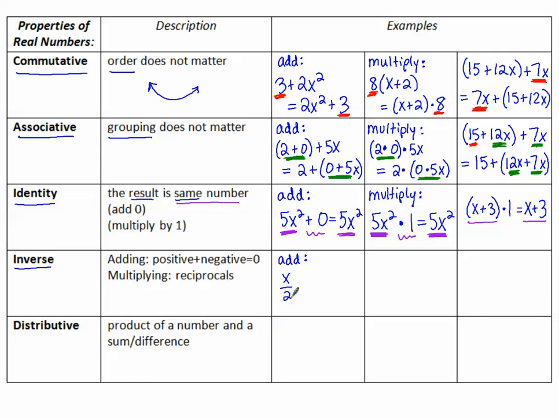X divided by 2 plus the negative of x divided by 2 gives 0. A positive plus a negative equals 0. There's that example.